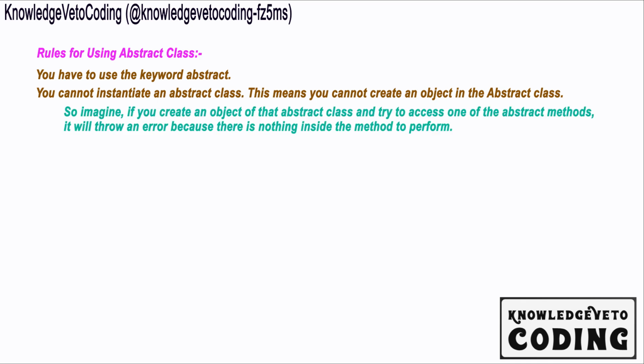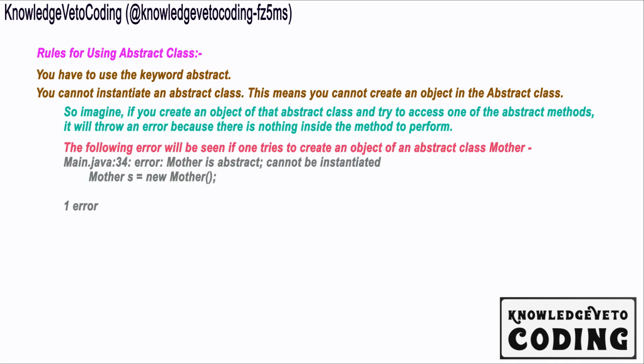So, imagine, if you create an object of that abstract class and try to access one of the abstract methods, it will throw an error because there is nothing inside the method to perform. The following error will be seen if one tries to create an object of an abstract class mother.